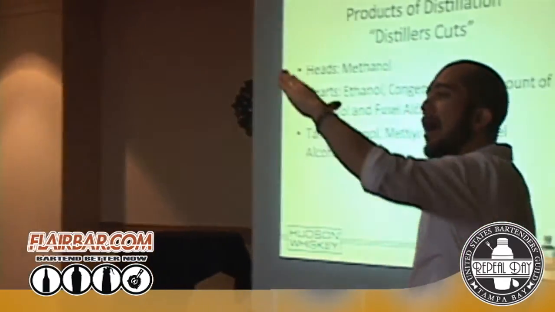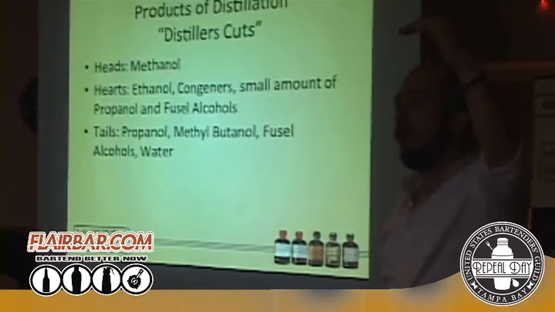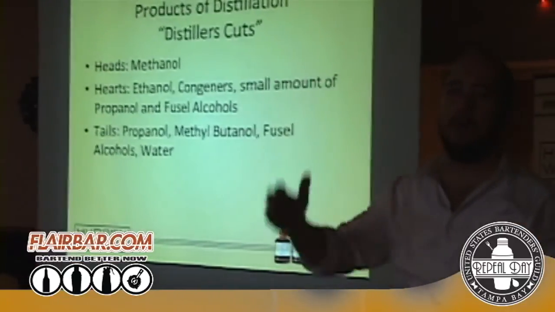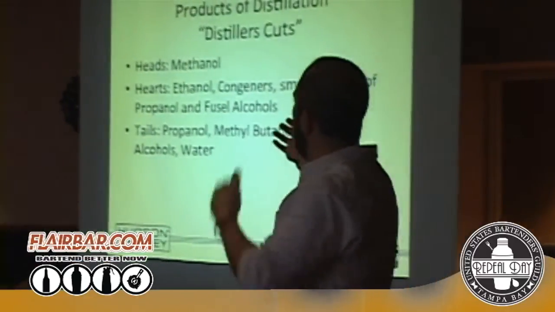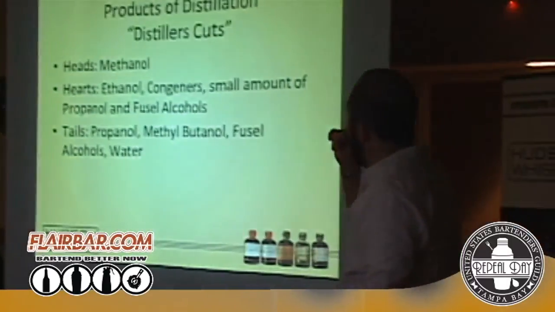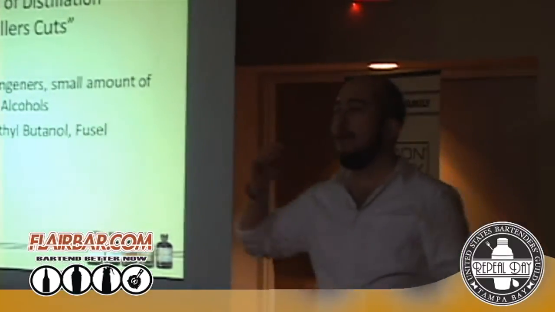When the still gets too hot and the alcohol content drops to a certain point, at that point we're going to start distilling a lot of the tail. We're going to start getting propanol, methylbutanol, distilled water, and fusel alcohols. At that point, we're going to cut it off.